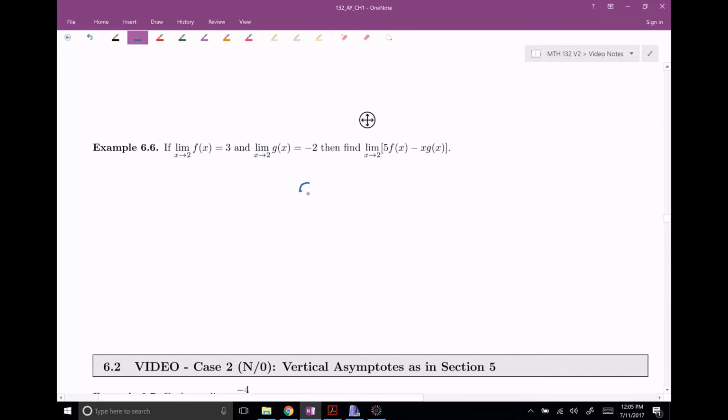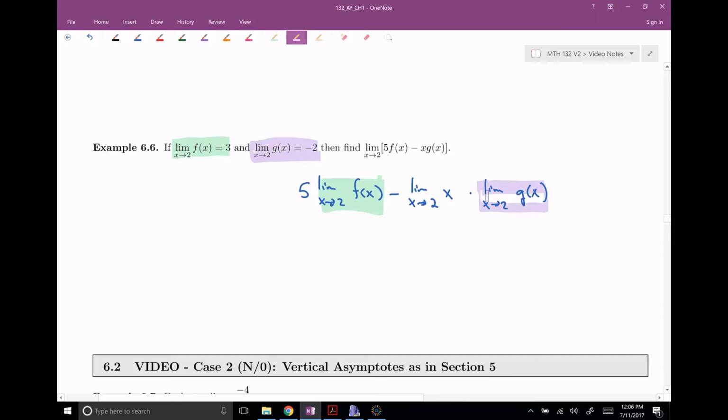I'm going to go ahead and write this as 5 times the limit as x approaches 2 of f of x, minus, and it looks like I have an x and a g of x. Luckily I can distribute limits across those, so the limit as x goes to 2 of x times the limit as x goes to 2 of g of x. Now luckily I know what the limit as x approaches 2 of f of x is, so I'm going to plug that in there. And I know the limit as x approaches 2 for g of x, so I'm going to go ahead and plug that in there. And that'll give me my final answer.